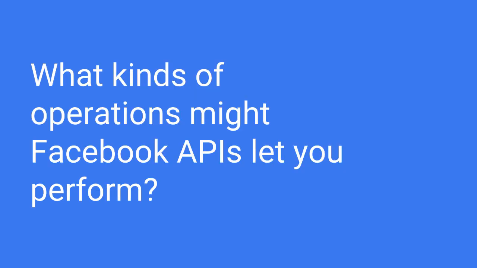Okay, so thinking about a Facebook API, does anyone have ideas of what kinds of operations it might allow us to perform? Yep, post a status through an API. Anything else? Login. Yeah, log in. Yeah, get a list of friends.